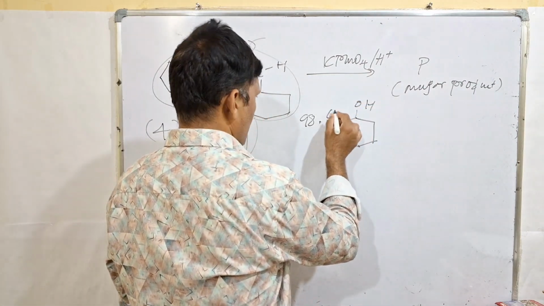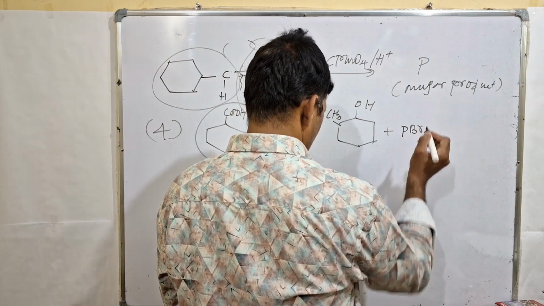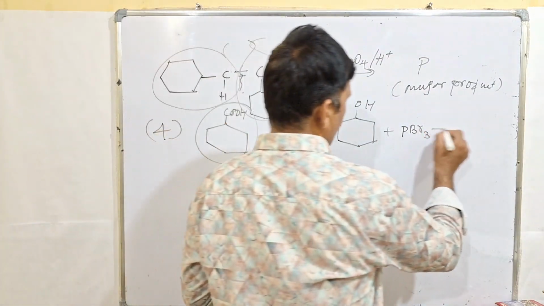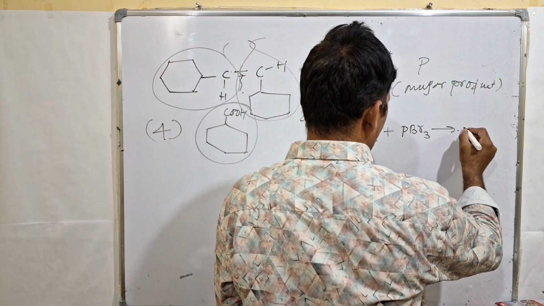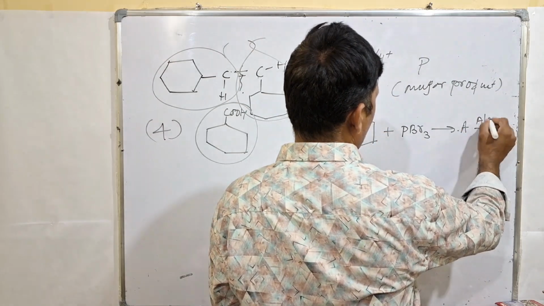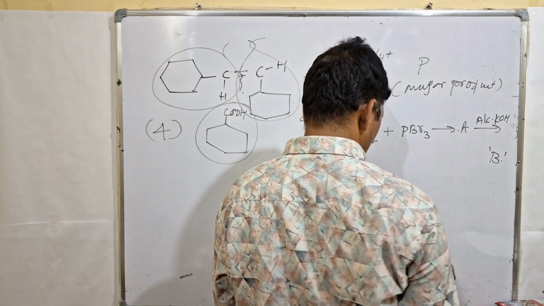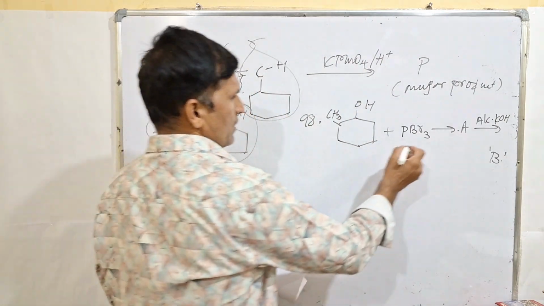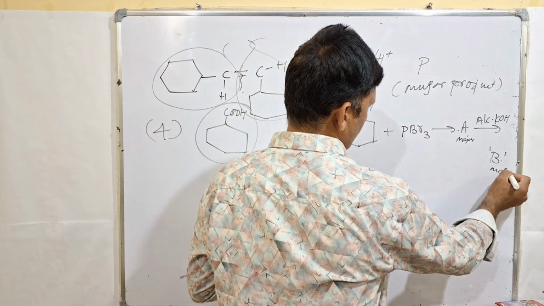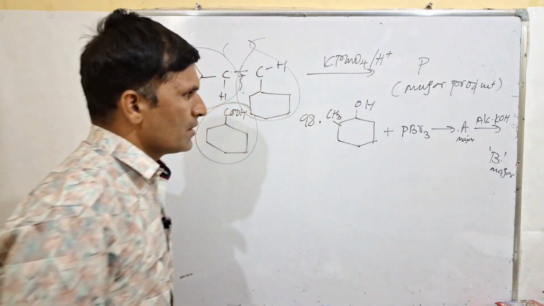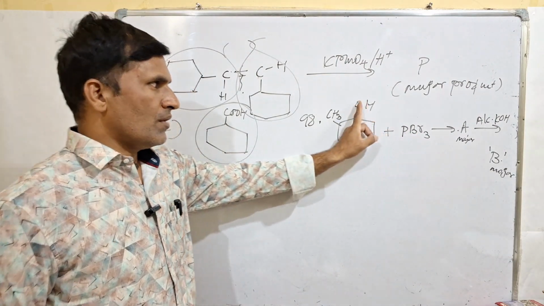Here it is the cyclohexanol plus PBr3. So you will be getting a product A as the major, and when A is treated with alcoholic KOH, what will be the product B? It is asking for the major product. Here it is major and here also major product. All right. So first, when you treat with phosphorus tribromide, what will you be getting?